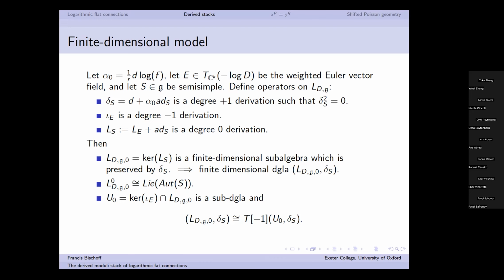What we can do now is look at the kernel of L_S. That's what I'm calling LDG^0, where 0 is like the 0 eigenvalue. And it turns out this is a finite dimensional subalgebra, which is preserved by delta_S. So in this way we get a finite dimensional DGLA. And if you look in degree 0, the Lie algebra you get is actually the Lie algebra of that algebraic group I mentioned earlier.